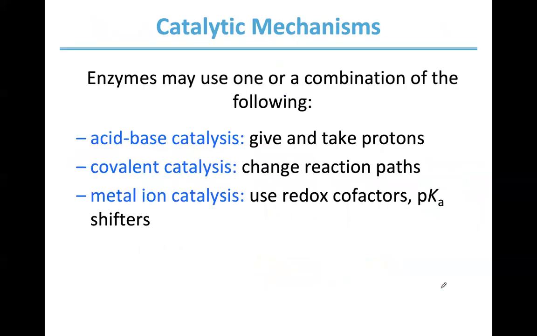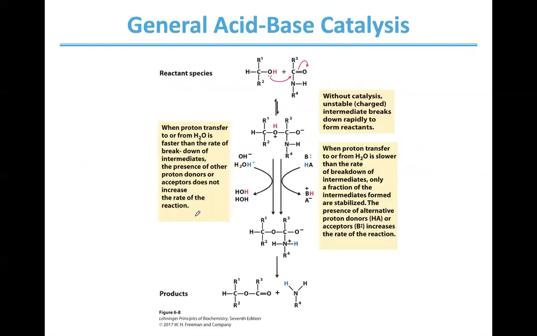All right, and the basic catalytic mechanisms. So the enzymes may use one or a combination of the following. So we have acid-base catalysis, right? So here, you know that the reactions can be catalyzed by proton shifts, right? The protons can move from one part of the molecule to another. They can come in, they can leave. Then covalent catalysis and metal ion catalysis. So let's look at an example of each.